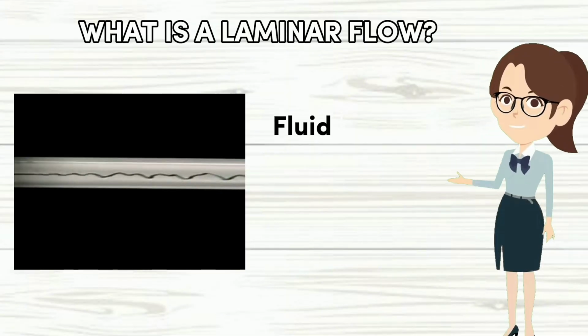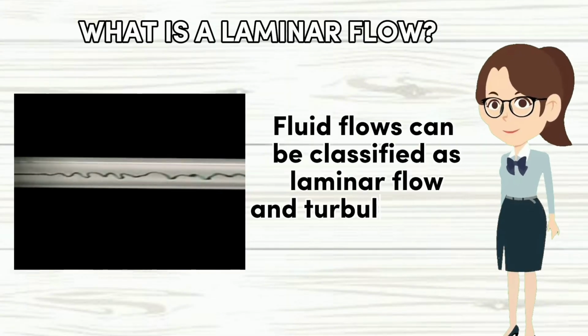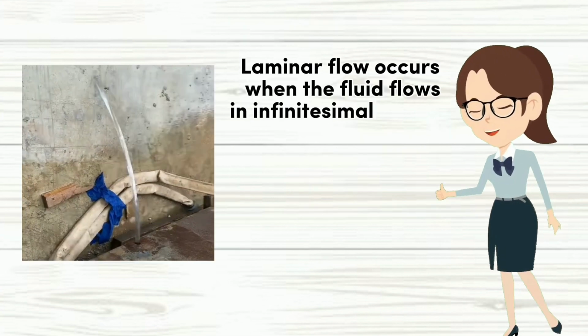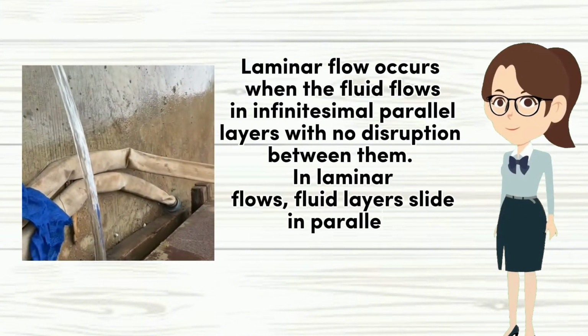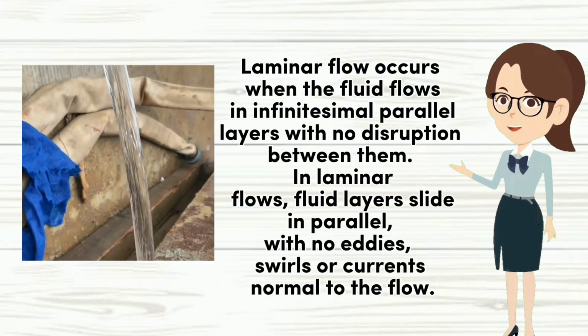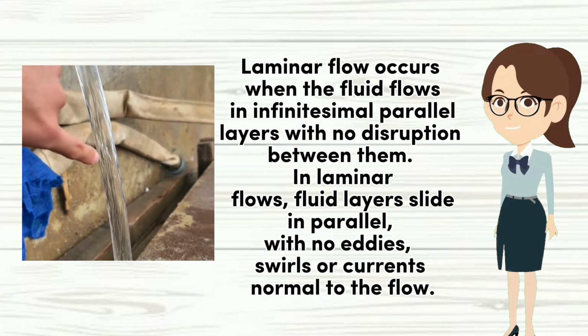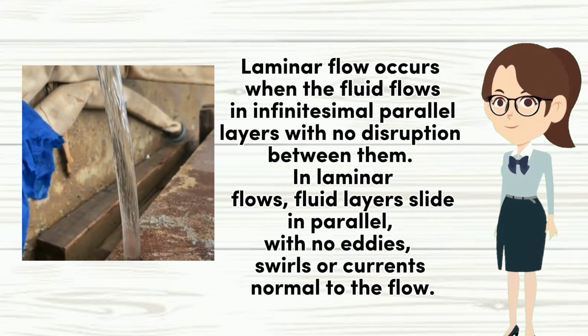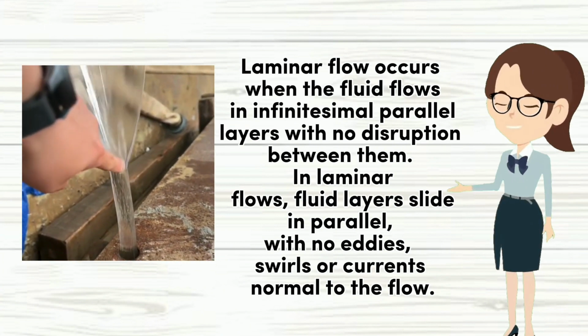What is a laminar flow? Fluid flows can be classified as laminar flow and turbulent flow. Laminar flow occurs when the fluid flows in infinitesimal parallel layers with no disruption between them. In laminar flows, fluid layers slide in parallel with no eddies, swirls, or current normal to the flow.